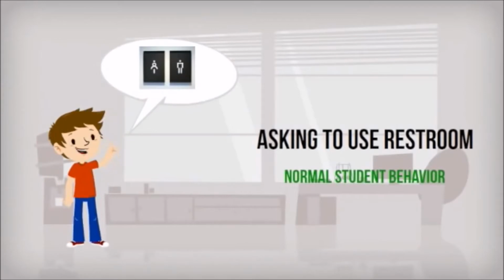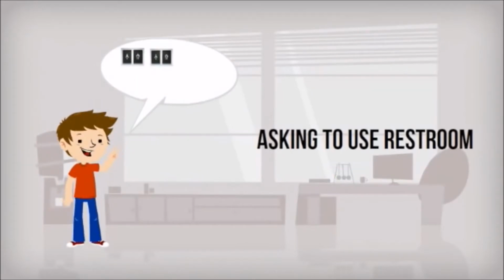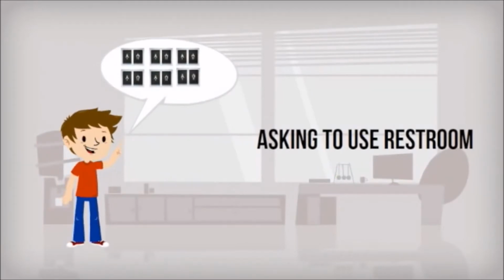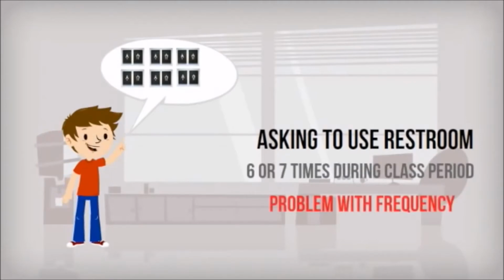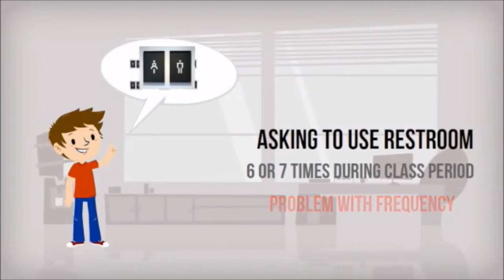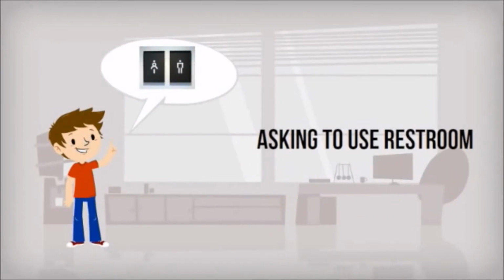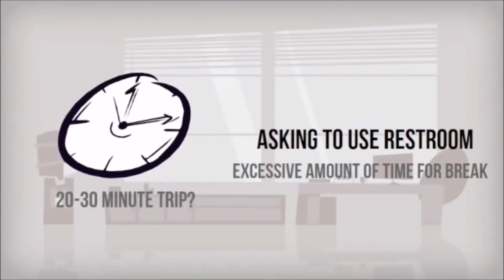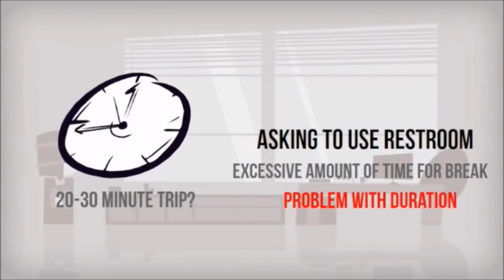Many times, it's not the behavior itself that's inappropriate, it's the dimension of the behavior that's inappropriate. For example, asking to use the restroom is a normal student behavior. However, if students ask to use the restroom 6 or 7 times during a class period, that's a problem with the frequency of the behavior. If a student asks to use the restroom and then is gone for 20 to 30 minutes, that's a problem with the duration of that behavior.